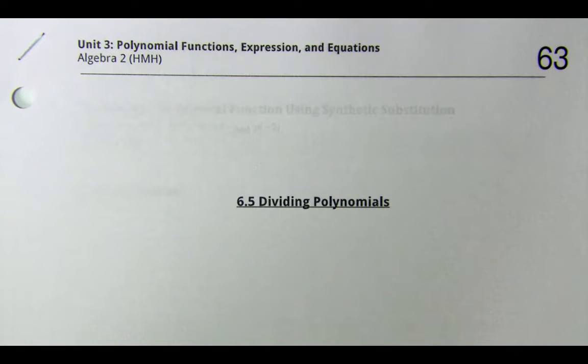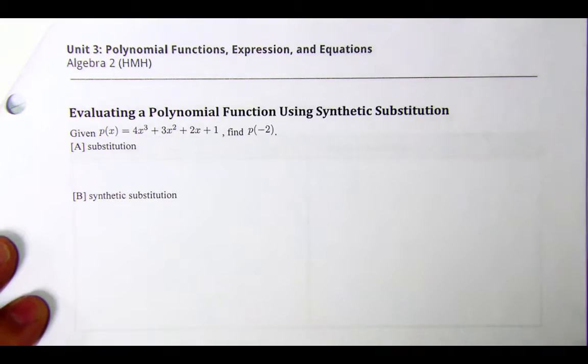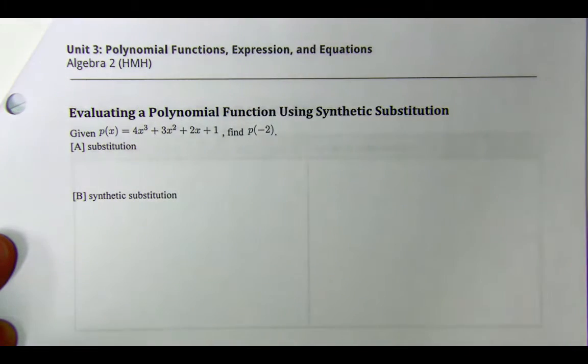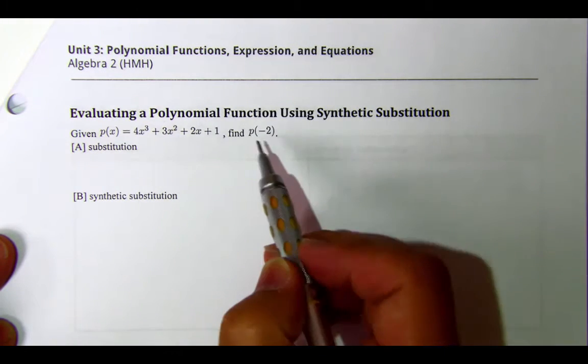Welcome to 6.5, dividing polynomials. We're going to start by looking at the evaluation of polynomial function using synthetic substitution. Before we talk about synthetic substitution, let's do a direct substitution that we're familiar with.